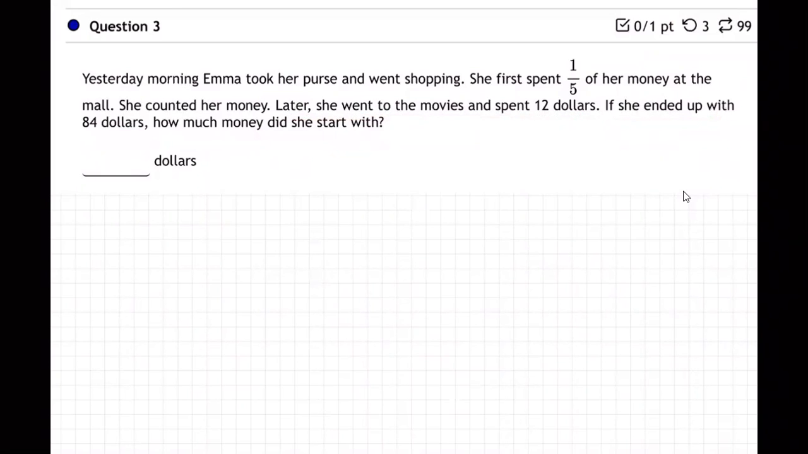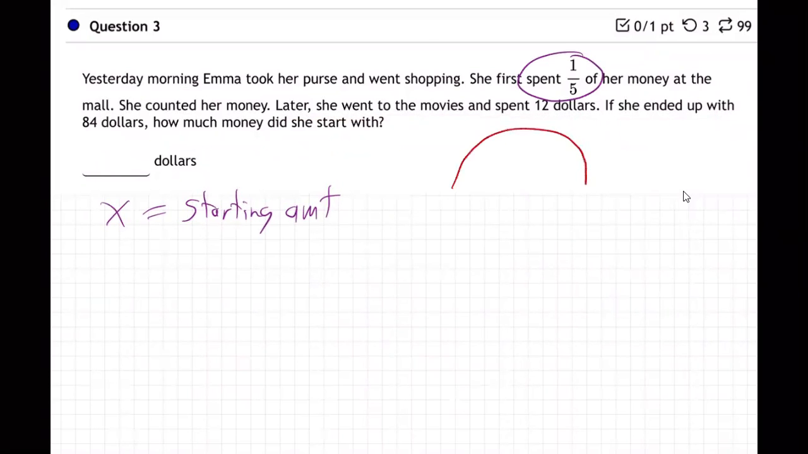So same kind of thing as the last one. So X equals the starting amount. And then she spent 1/5. Well, you know the drill, right? What am I doing? Now let me draw the little pie for us.